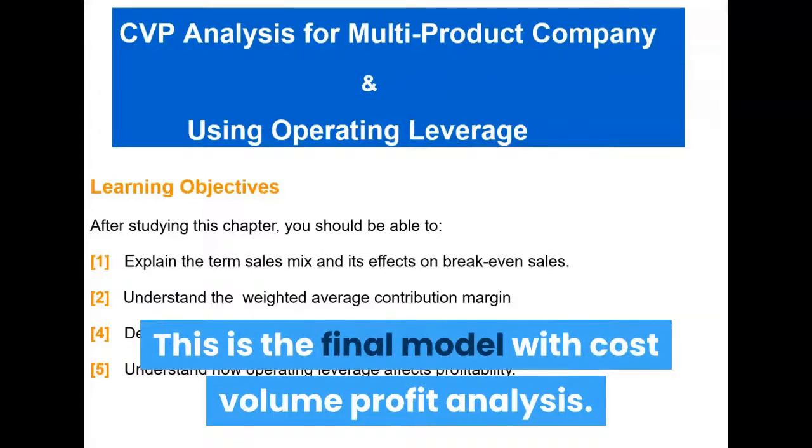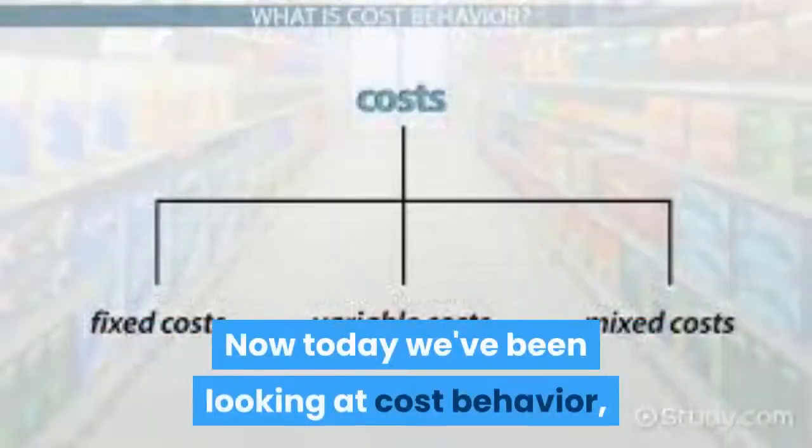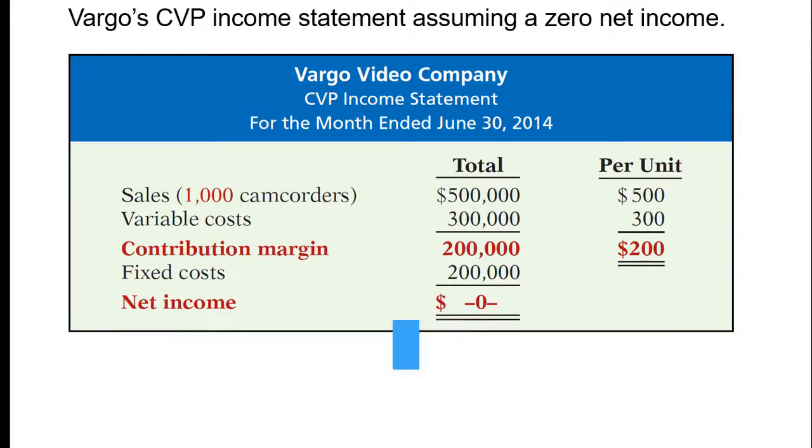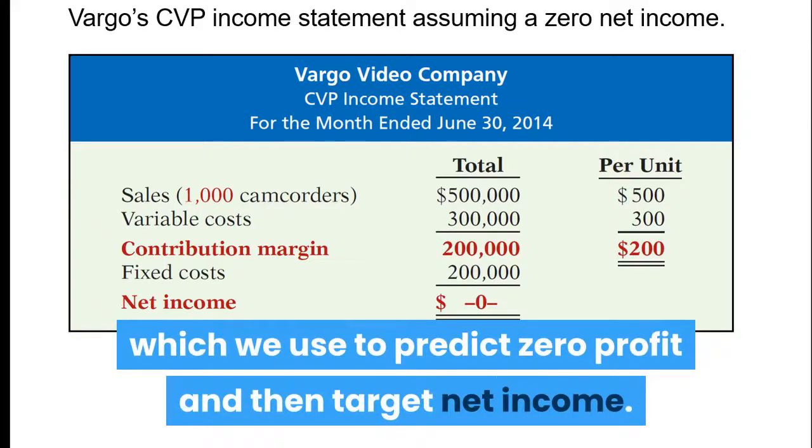This is the final model with cost, volume, profit analysis. Today we've been looking at cost behavior, and we developed the cost, volume, profit model, which we use to predict zero profit and then target net income.